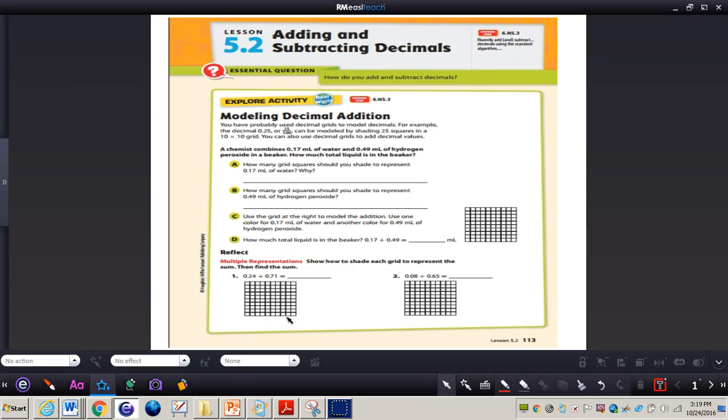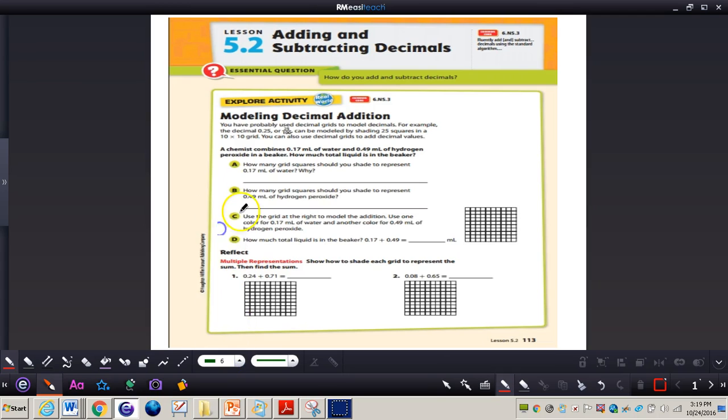It says a chemist combines 17 hundredths milliliters of water and 49 hundredths milliliter of hydrogen peroxide in a beaker. How much total liquid is in the beaker? So section A, we need to think about how many grid squares should you shade to represent 17 hundredths milliliter of water and why. Okay, and for this, you can do this with me.